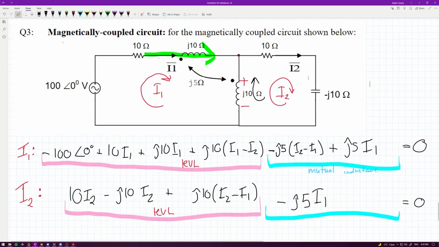Okay, wait, there's lots of questions. Yeah, go ahead. I just have one question. On the first thing that we wrote, the j5(I1 minus I2), the mutual inductance, which inductor is it induced by? Okay, so I'll label this one 1 and 2. This is induced by 2 on 1. This is induced by 1 on 2.